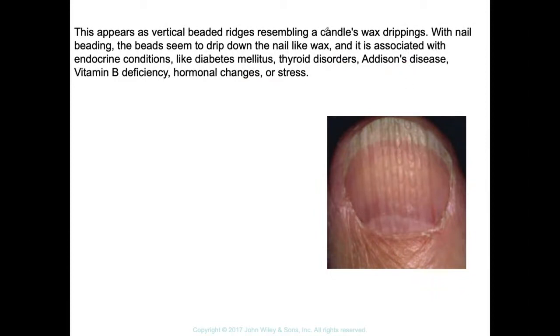These type of ridges, we call them candle wax drippings of the nails. We see these with metabolic issues like diabetes, thyroid disorders, Addison's disease as well. These are all endocrine conditions, mostly endocrine metabolic issues.